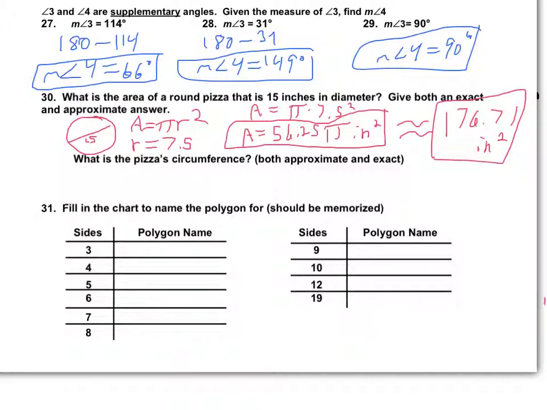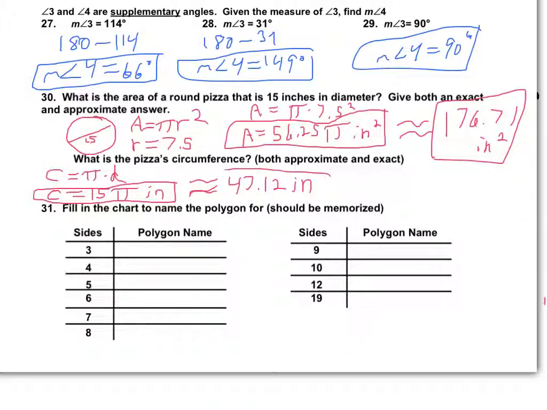What about the circumference? Well, the circumference formula is pi times diameter. So that would be 15 times pi. And that would be the exact circumference, 15 pi inches. To find the approximate, you want to type 15 times pi into your calculator. And the approximate circumference is 47.12 inches. That's the approximate value.